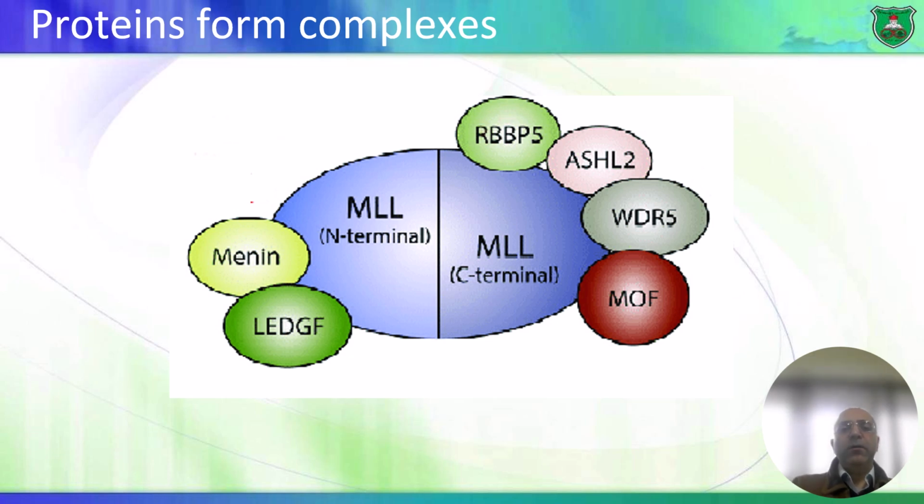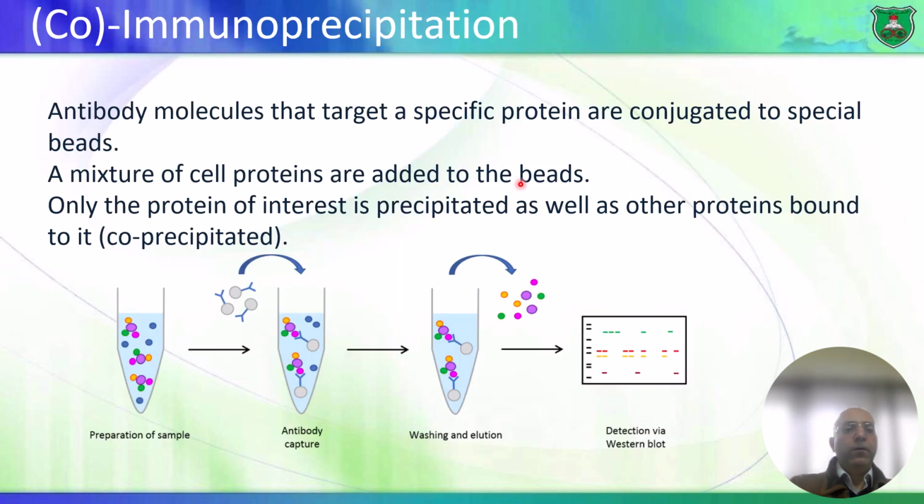Well, how can I identify and discover the protein-protein interaction? So with the immunoprecipitation, that's what we do. We have these protein complexes. A protein complex is when you have multiple proteins interacting with each other. What we do is that we add an antibody, and this antibody is specific to one single protein.